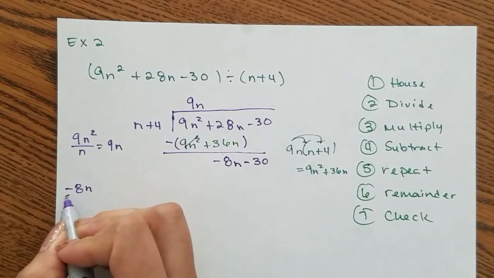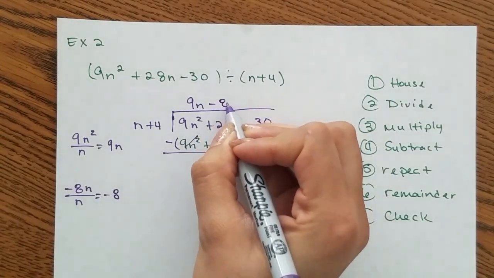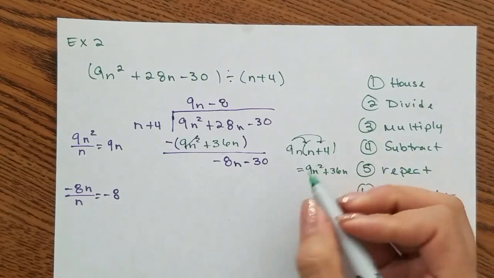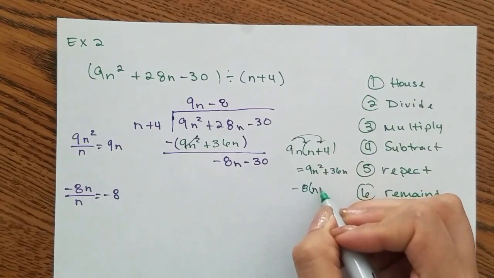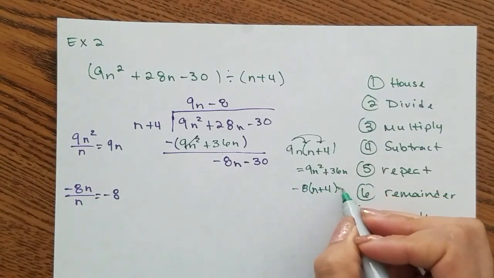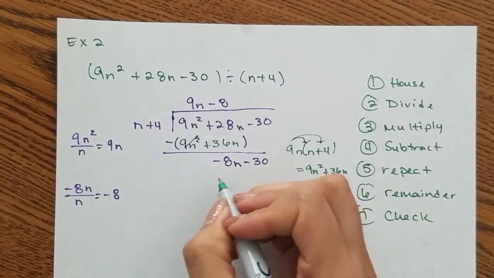So again, we divide our leading terms. Negative 8n divided by n is going to give you a negative 8. Minus 8 goes on top. We multiply it down here. Negative 8 times n plus 4. Our signs are going to change. Negative 8n minus 32.